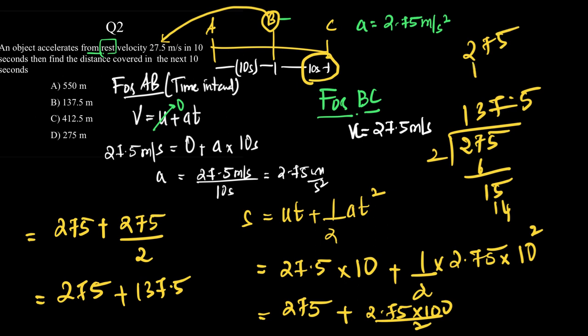275 plus 137.5 gives you 412.5 meters. So the correct option is option C.